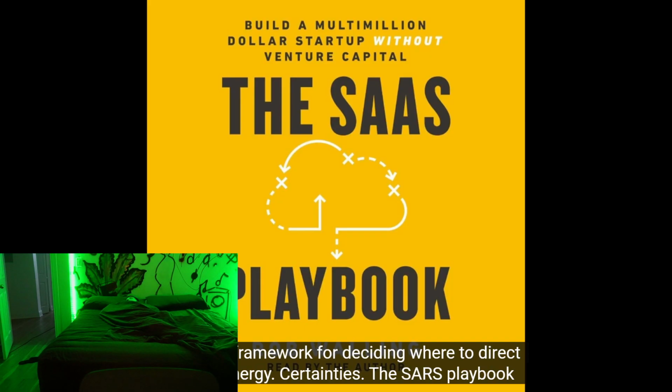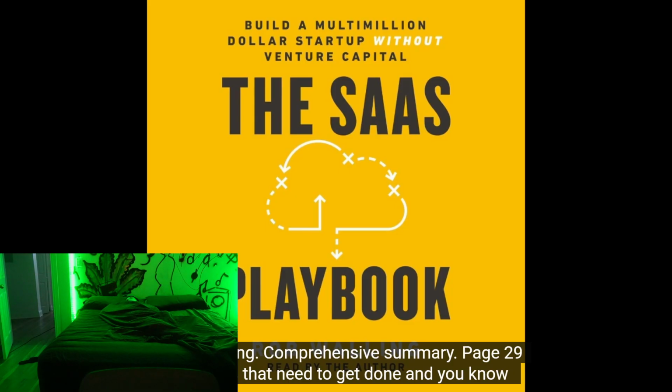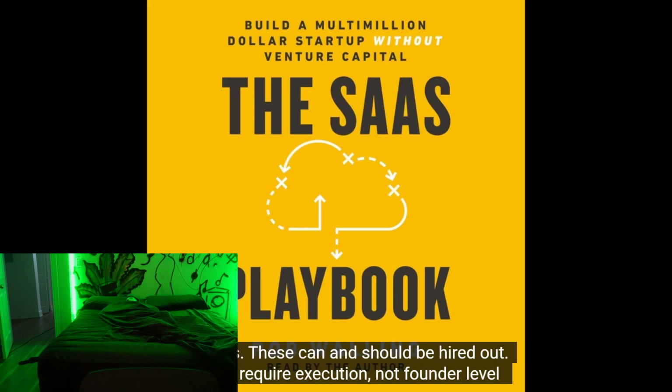Certainties. The SaaS Playbook by Rob Walling, comprehensive summary, page 29 of 40. Tasks that need to get done and you know how to do them: writing a specific feature, updating website copy, sending a newsletter, filing taxes. These can and should be hired out. They only require execution, not founder-level thinking.